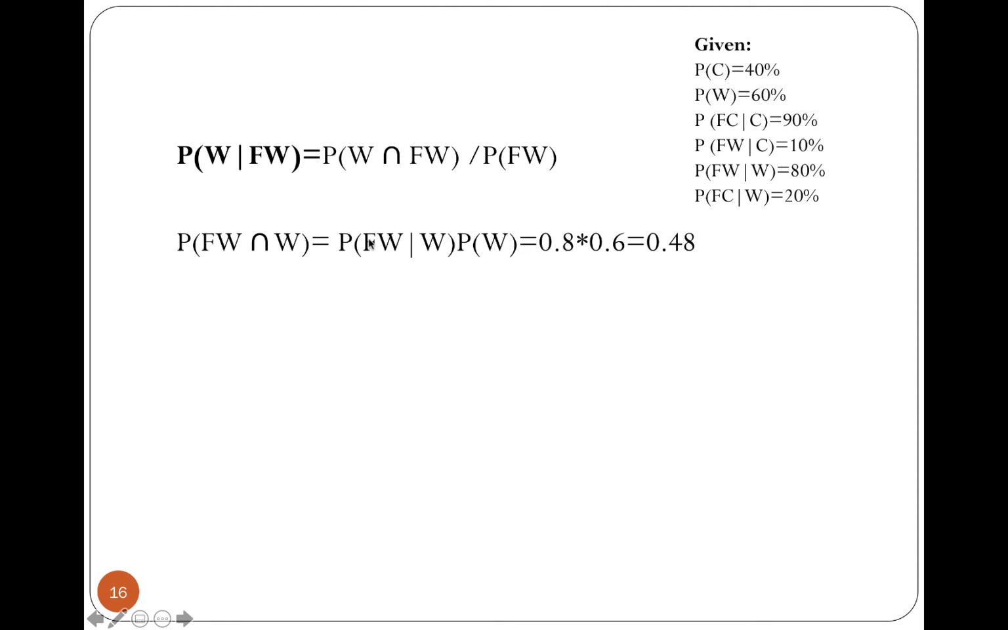So the probability of FW conditional on W is 0.8, and the probability of W, that the weather is actually going to be warm, is 0.6, and the result is 0.48. Okay, so that's the numerator. How about the denominator, the probability of FW?